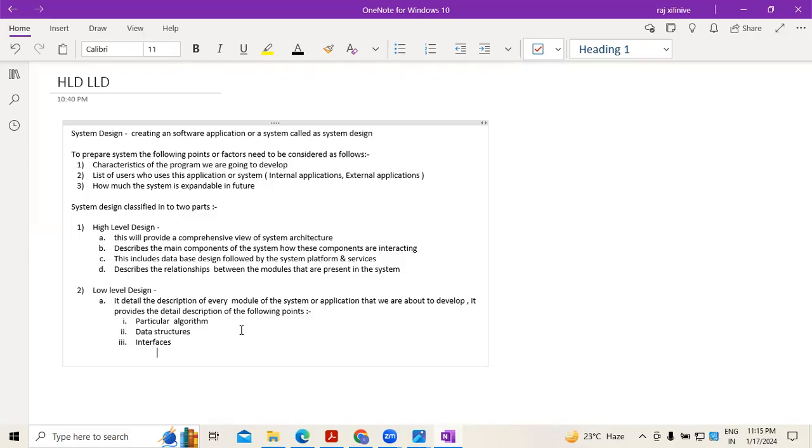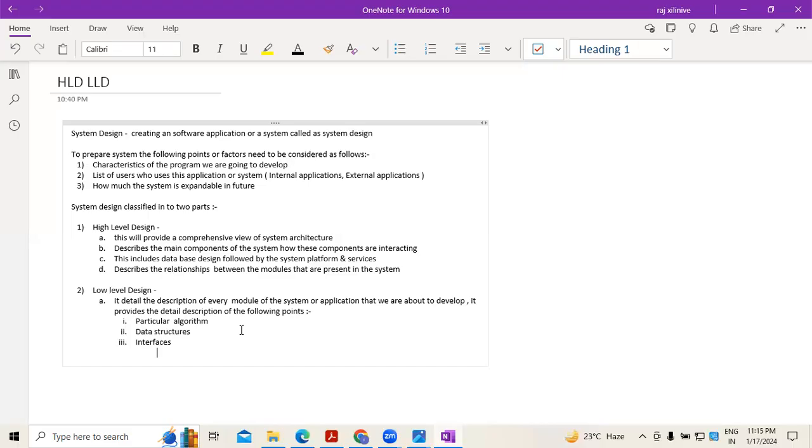Behavioral patterns, and again creational patterns, again singleton, factory, right? So different design patterns are there, so we're going to discuss one by one about these design patterns in Saturday session. This is what generally the difference you see from high level to low level design.